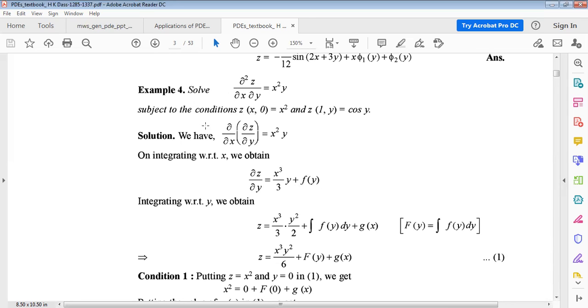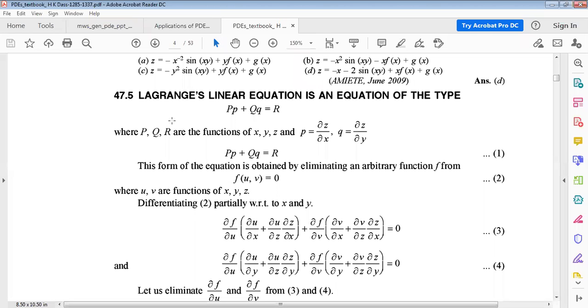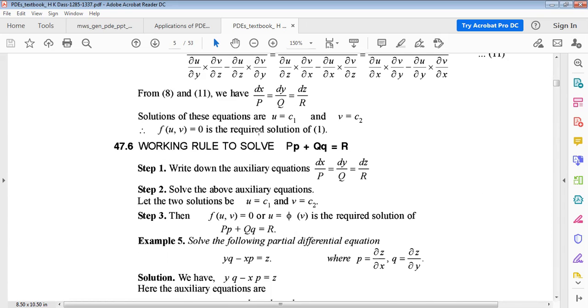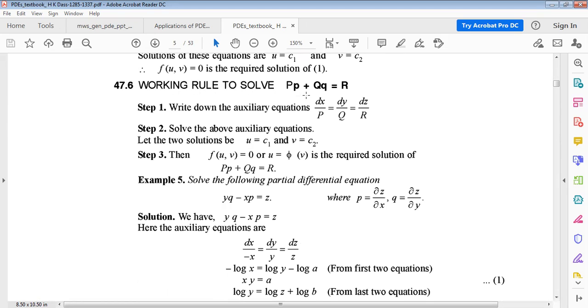question for you, example 4. Lagrange linear is an equation of the type capital P into small p plus capital Q into small q equals R. Actually, this type of partial differential equation is called a Lagrange partial differential equation: capital P into small p plus capital Q into small q equals R. I am not proving this.